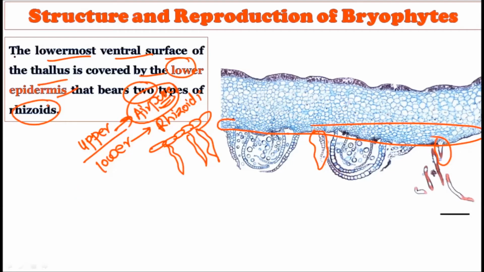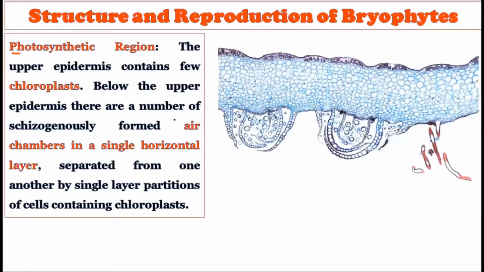Now, consider the photosynthetic region. Okay, that is the second region. As we have discussed, the thallus of the gametophyte contains three distinct regions. First, we have studied the epidermal region. Then the second one is called the photosynthetic region. And as the name suggests, it can photosynthesize, or it's the main photosynthetic part of the gametophyte thallus of the Marchantia. Okay. Now see, the upper epidermis contains a few chloroplast.